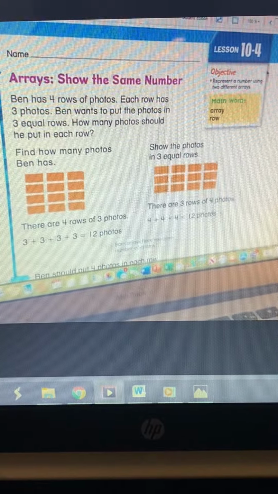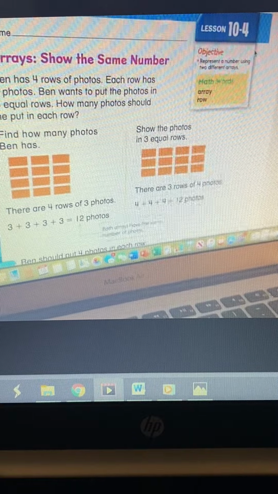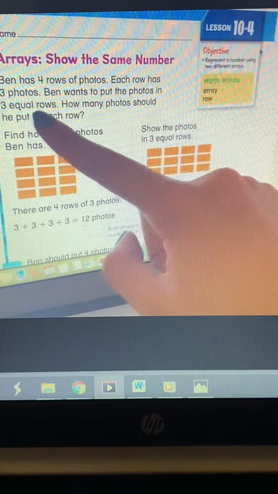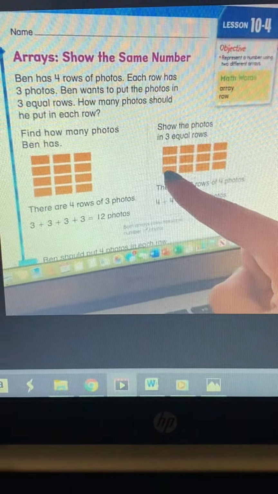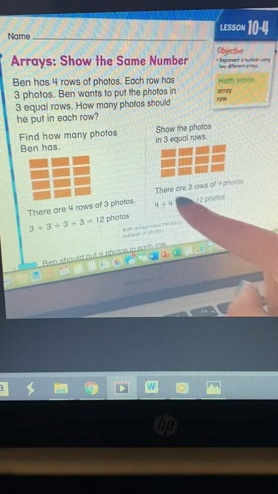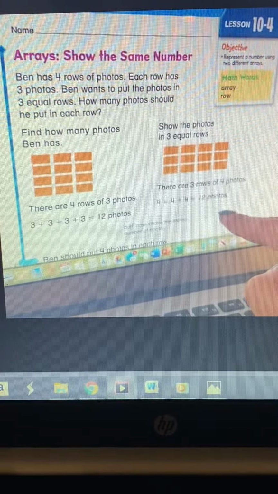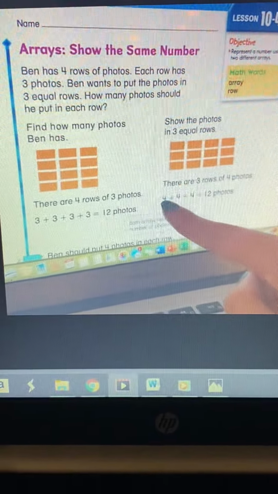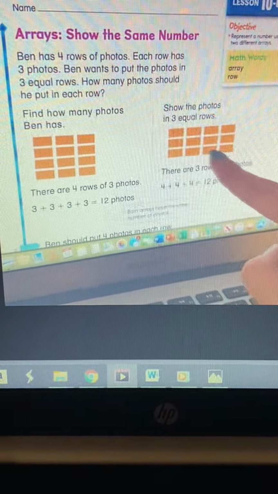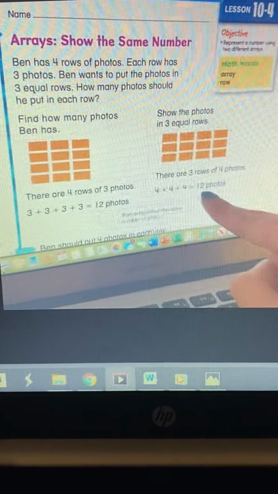So now to move down to the next array, it says to show the photos in 3 equal rows. In the word problem, it says Ben wants to put the photos in 3 equal rows. So we have 1, 2, 3, 3 equal rows of 1, 2, 3, 4. So there are 3 rows of 4 photos. So we are adding each row together, 4 plus 4 plus 4. And if we add 4 plus 4 plus 4, we will get 12.